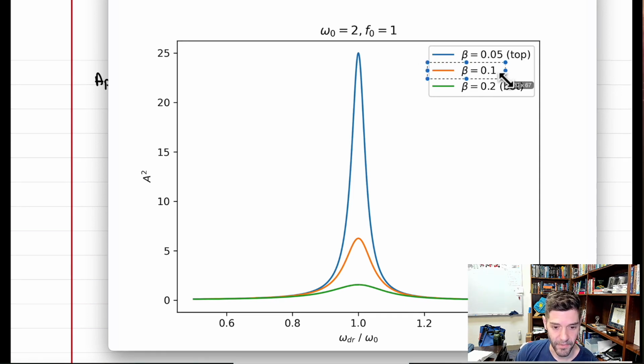Make friction a little bit weaker. Notice it kind of dies off on the outskirts, but when you get around the natural frequency, the amplitude increases as a result. Make friction really small, you start to see what's happening, right? You get very, very large amplitudes around when the natural frequency and the driving frequency are the same.